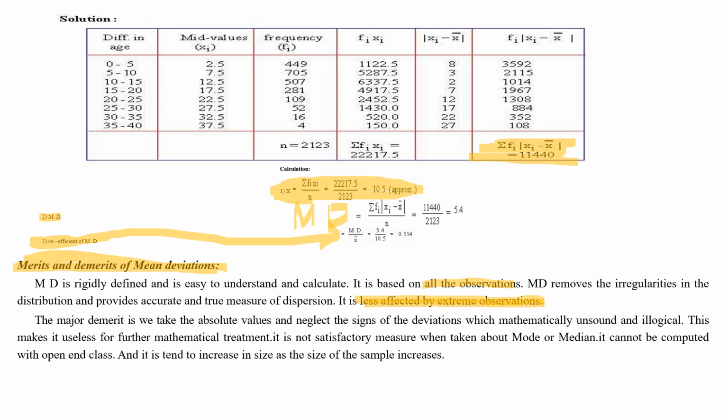The major demerit is that we take the absolute values and neglect the signs of the deviation, which is mathematically unsound and illogical. This makes it useless for further mathematical treatment. It is not a satisfactory measure when taken about the mode and median. It can't be computed with an open end class. A class like 0 to 5 is a closed end class; if it is up to 5 or above 5, we call it an open end class.